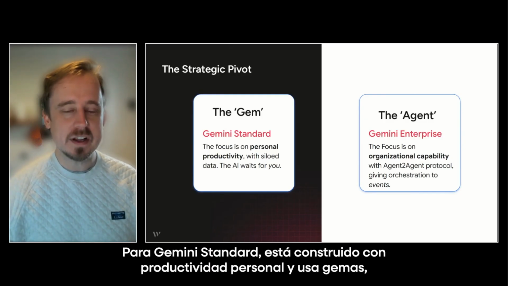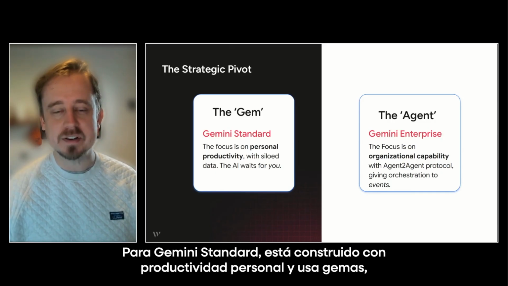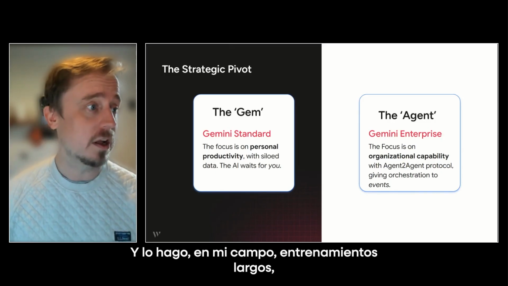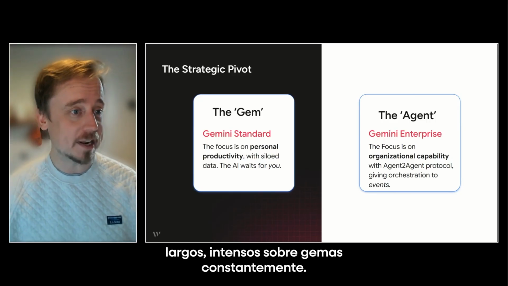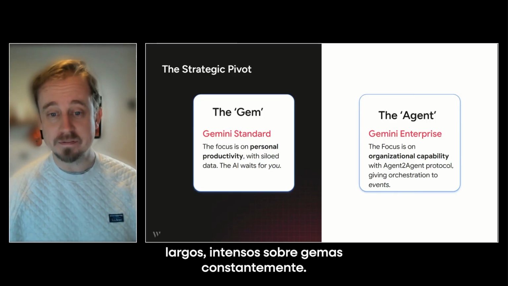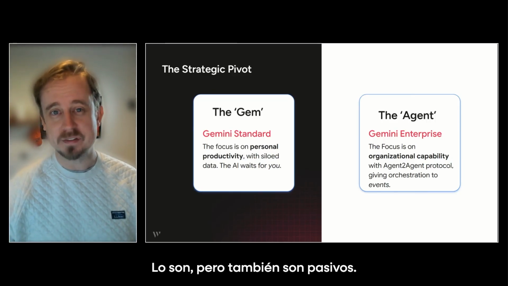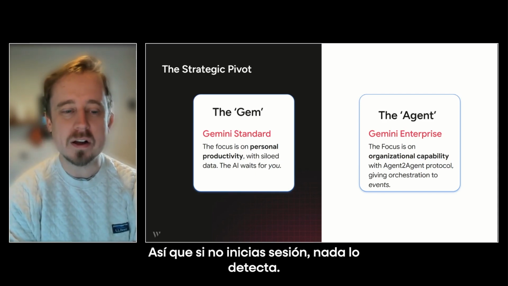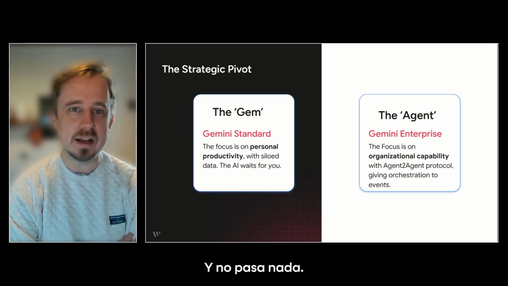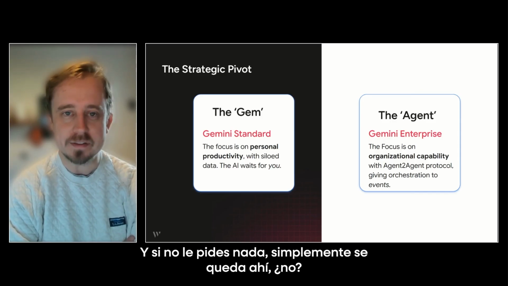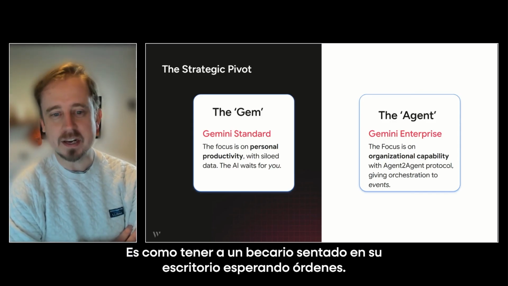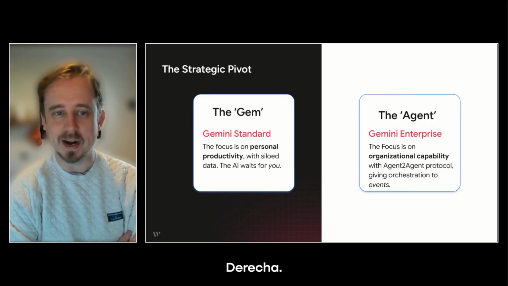For Gemini Standard, it's built for personal productivity and it uses gems, right, which are amazing. And I do long, intense trainings on gems constantly in my field. But they're also passive. They rely on what is called human in the loop. So if you don't log in, nothing prompts it, and nothing happens. And if you don't ask it for anything, it just sits there, right? It's like having an intern who sits at their desk waiting for orders, right?